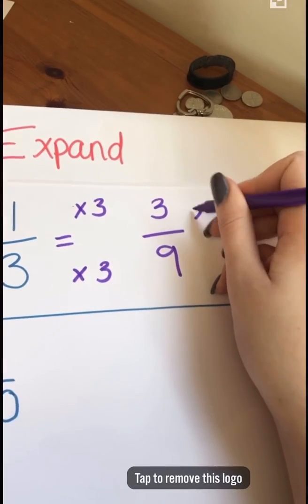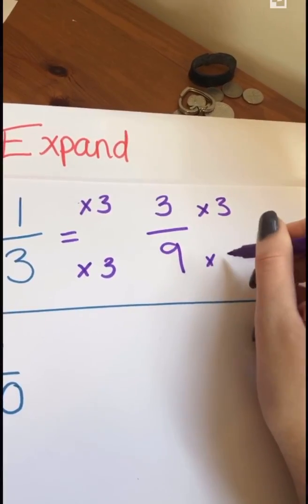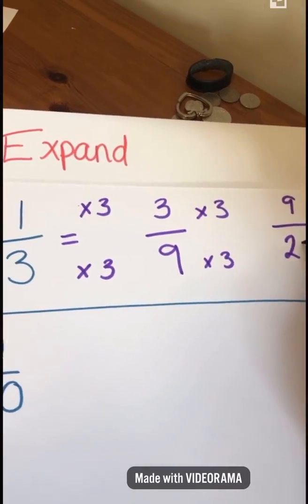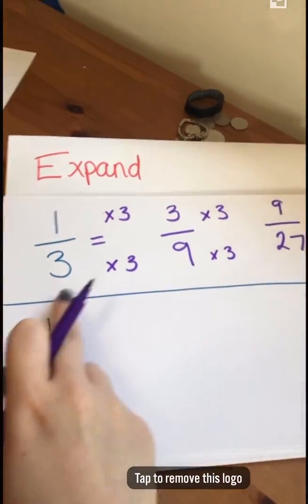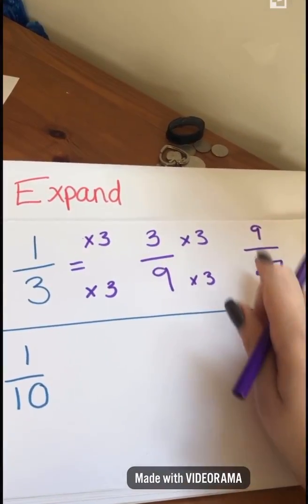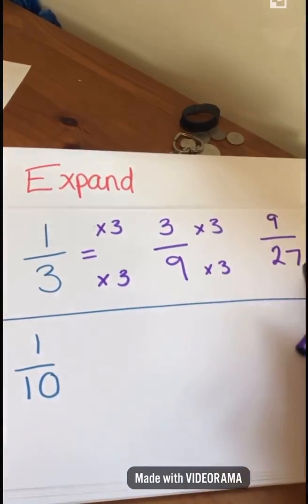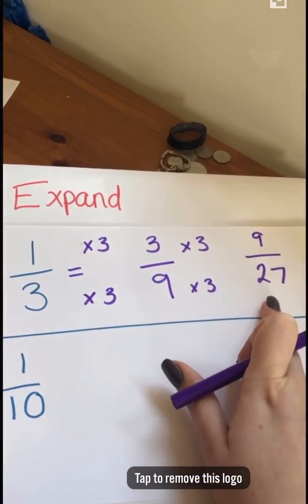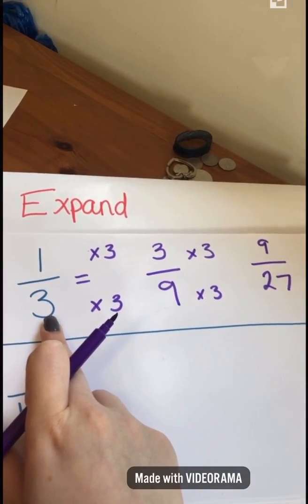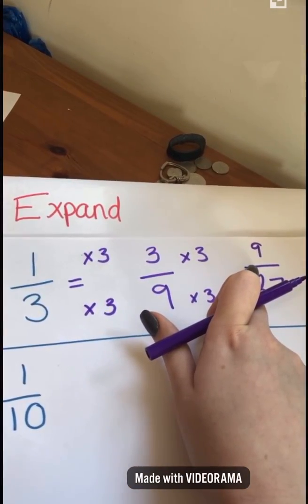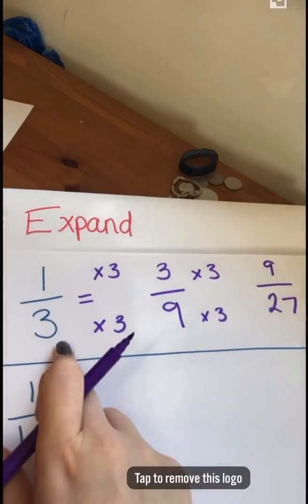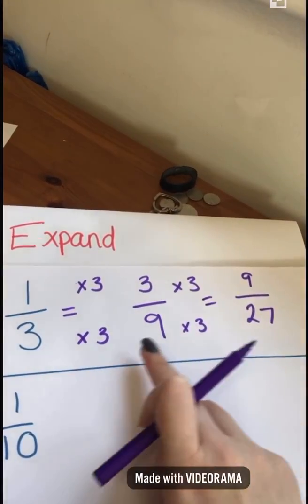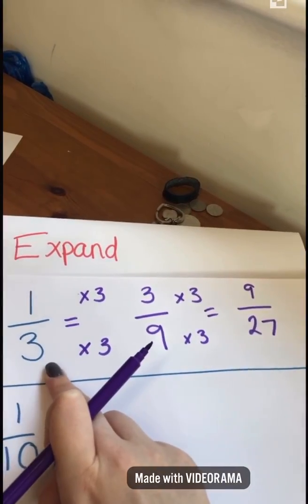I can do that again. So I end up with 9 over 27. And we can check that these are all still equivalent because I can think about this fraction. Can I turn this fraction back into this fraction? Now I know that 27 divided by 9 gives me 3, and I know that 9 divided by 9 gives me 1. Therefore, 1/3 is equivalent to 9/27, which is equivalent to 3/9, equivalent to 1/3.